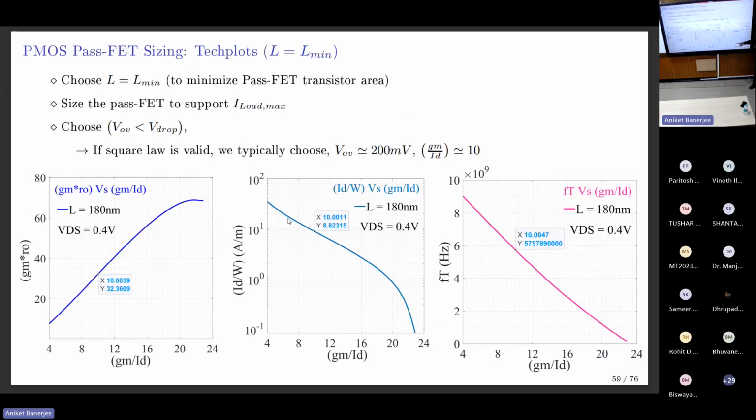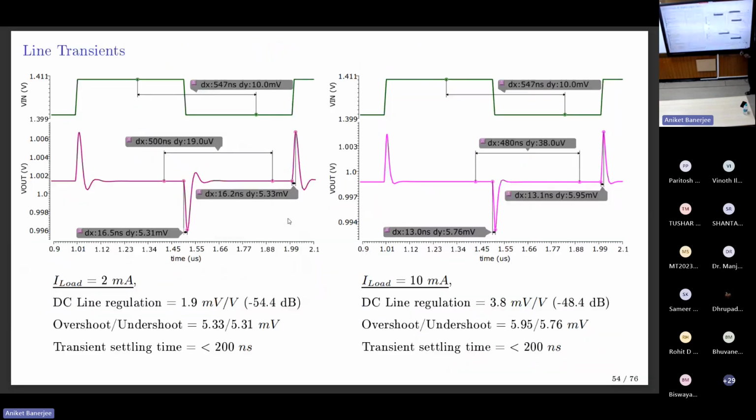So then what do you have to do? You have to create these tech plots, extend this x-axis to very high values so that the GM by ID is 15 or more. This overdrive voltage can be very negligible, 10 millivolt or something. Will square law also follow there? No, square law won't follow when VGS becomes close to VT.